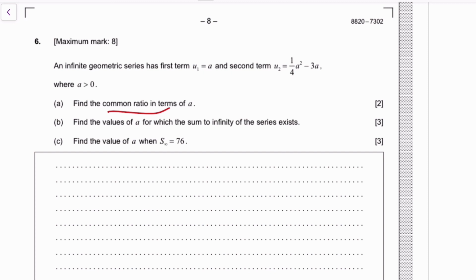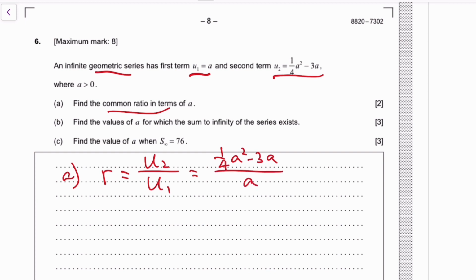Common ratio. So geometric sequence, they give you the first term, give you the second term. So it should be obvious. Common ratio is you take any term and divide by the previous term. So it's 1 over a squared minus 3a, over a. Now be careful, you cannot cancel this a like this because there's a minus in the middle. The correct way to cancel is you first factor out the a from the top. Then you can cancel. So the common ratio is 1 over 4a minus 3.